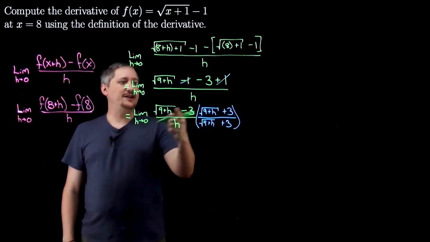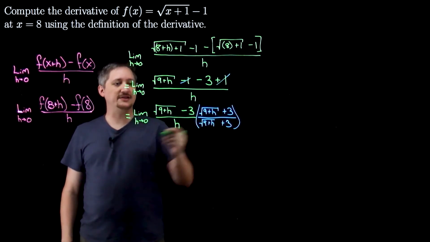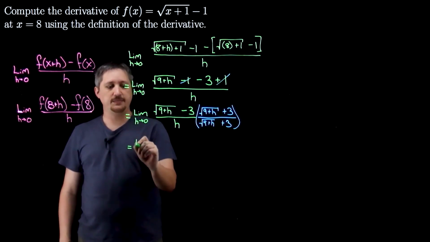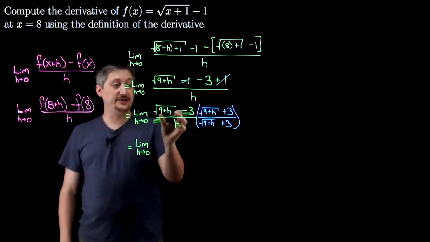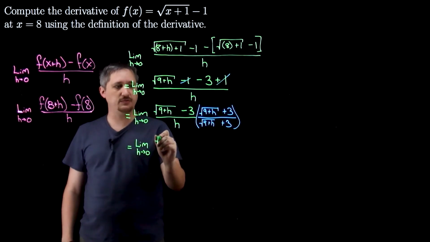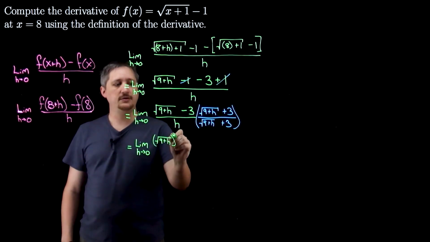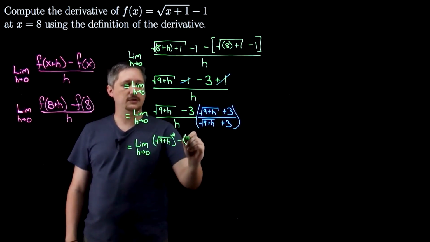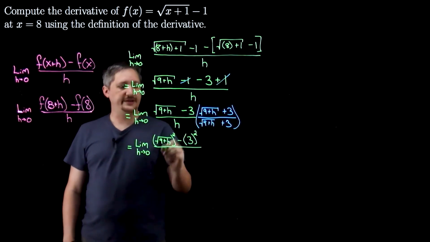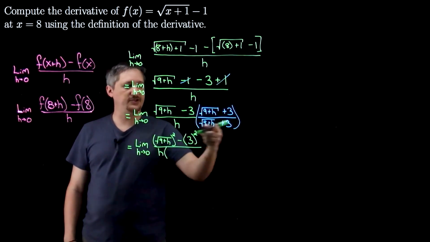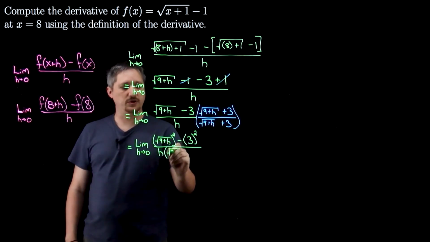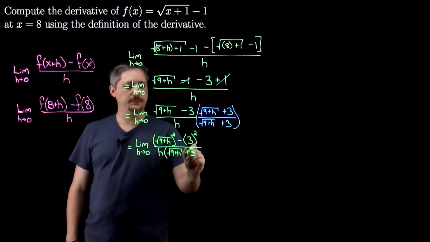So here I have a minus b times a plus b. That's going to make a difference of squares. So on the top, I'm going to get difference of squares. So I'm going to get this thing, square root of 9 plus h quantity squared, minus that thing squared, over, and then this I'm just going to leave sort of as is, h times that thing, square root of 9 plus h plus 3.